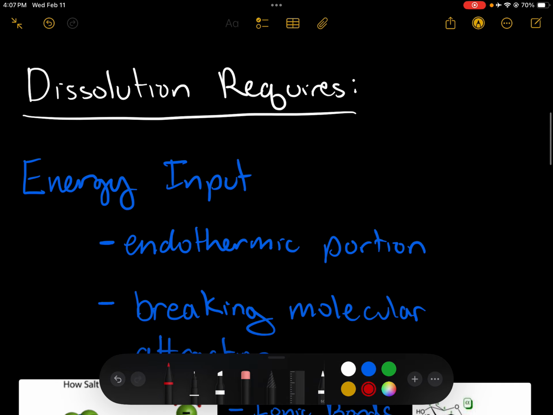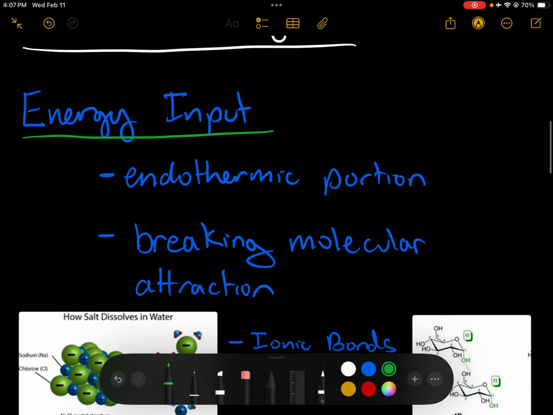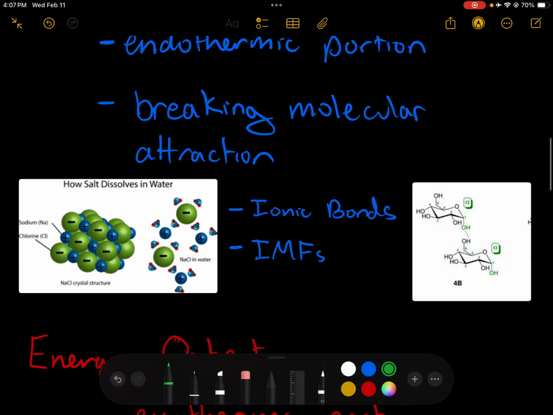So a dissolution requires energy input, right? So we need some energy input, the endothermic portion of the dissolution, to break the molecular attraction between whatever the solute is, whatever the solid substance is. So if we're talking about an ionic substance like that NaCl from earlier, we're talking about ionic bonds having to break, or the association between these oppositely charged ions. All of that would be breaking for those ions to dissolve.